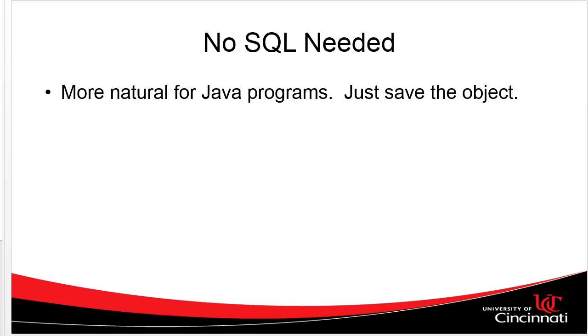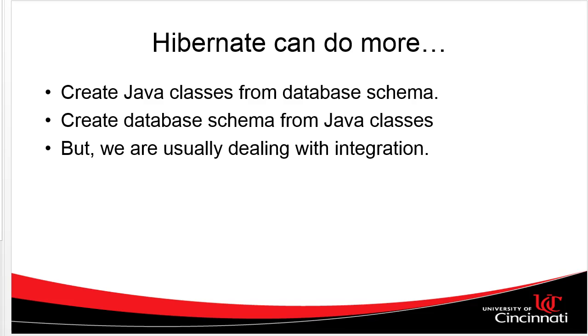One good thing about object relational mapping, I mentioned a bit earlier, is that we don't need SQL. We're really just mapping a DTO to a table. So for a simple select, insert statement, anything like that, we don't need SQL. Hibernate can do more than just mapping DTOs to tables. It has options to create Java classes from the database schema and create the database schema from Java classes. So it can go either way in theory.